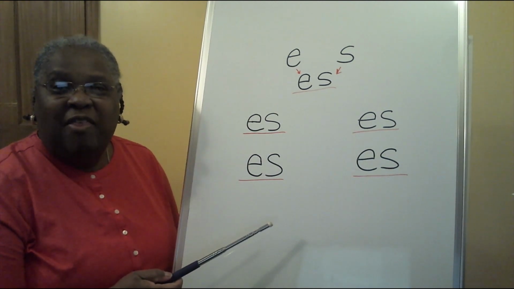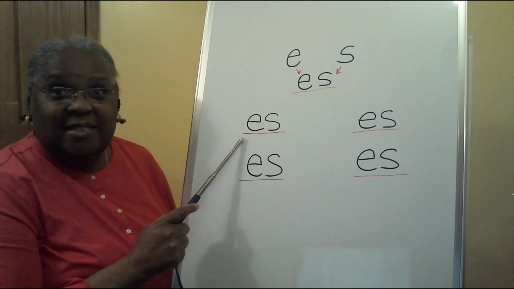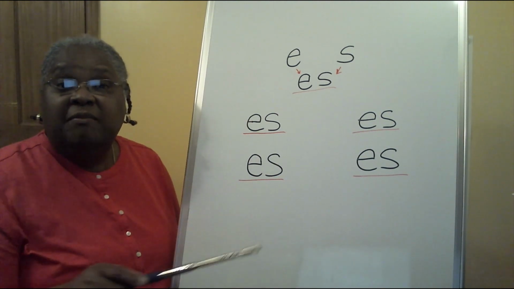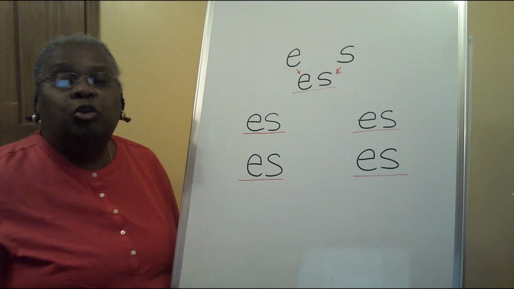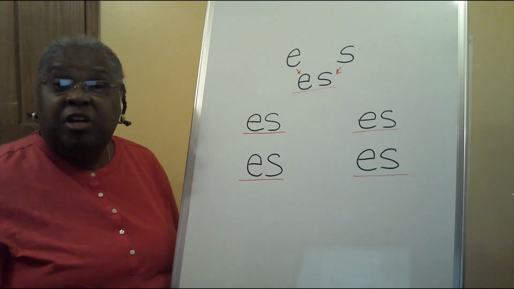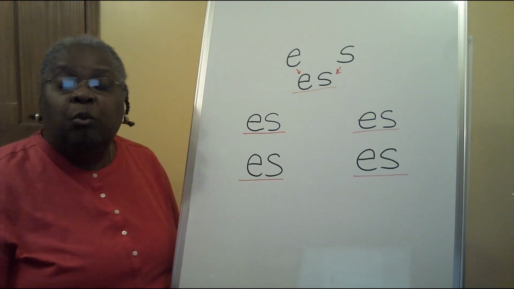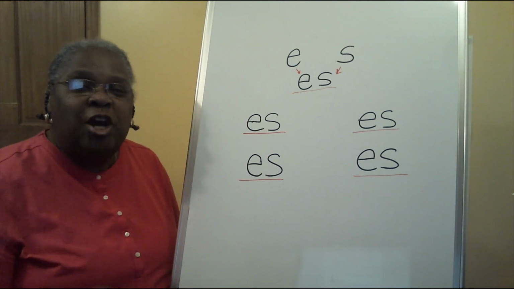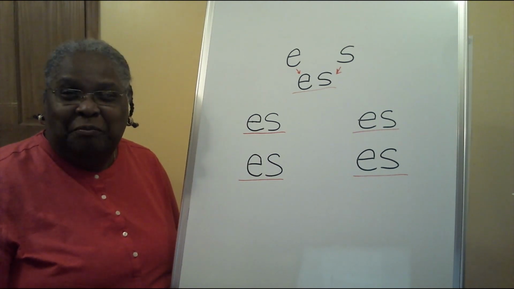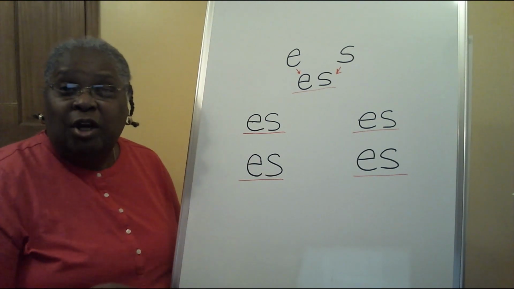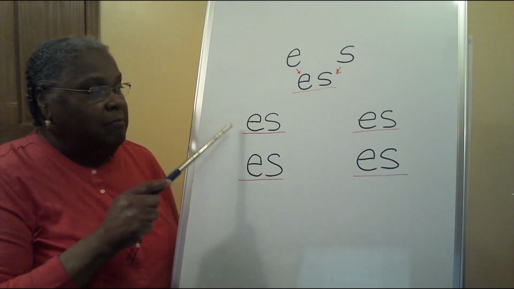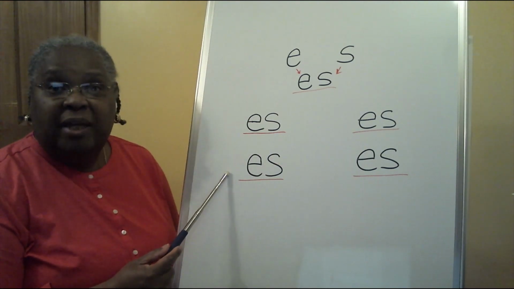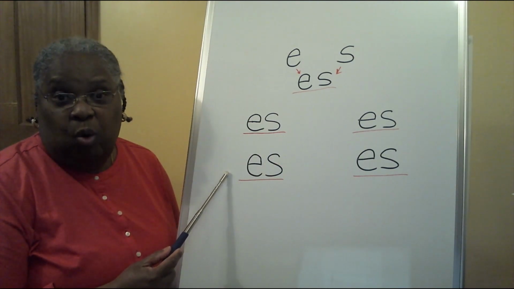All the words that are formed with the blend ES will have the same ending sound. When words have the same ending sound, they are called rhyming words. When we read rhyming words, reading words from memory becomes easier, making us a faster and more confident reader. Here on the board, we have the blend ES written many times. Here, the blend ES will be used to help us form words.